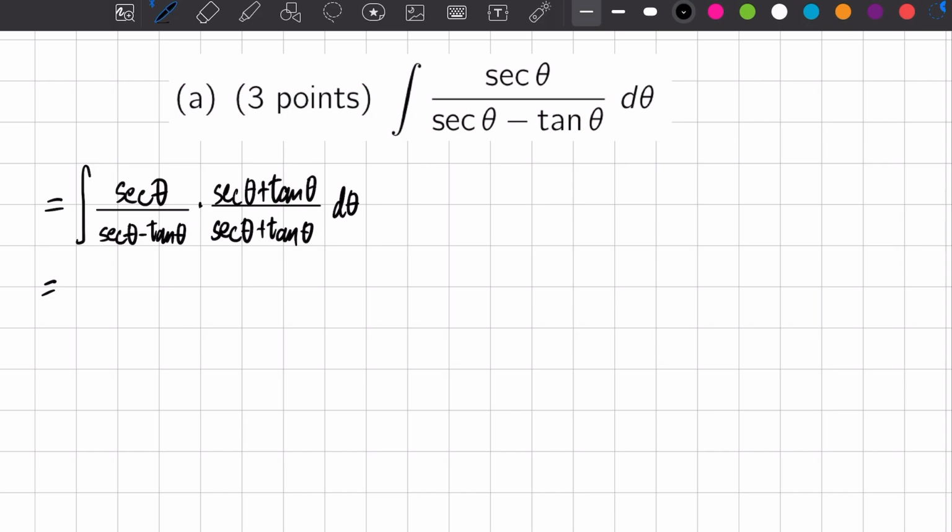In the denominator, what we will have is the difference of two squares. So that's secant squared theta minus tangent squared theta, and in the numerator, what we'll have is secant squared theta plus secant theta tangent theta.